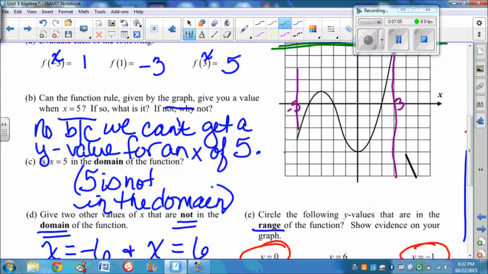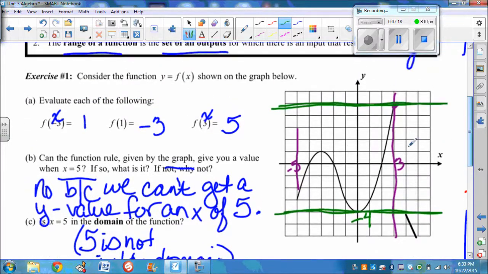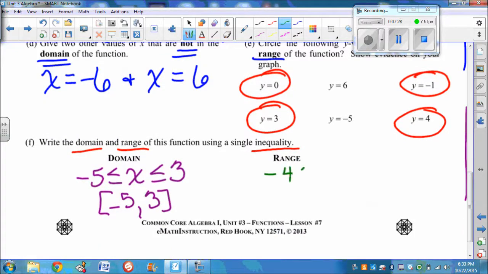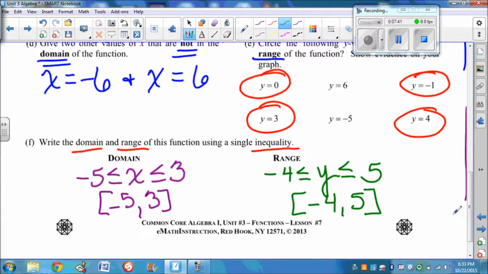The bottom of my graph, or my lowest point, goes to there. So my lowest point, 1, 2, 3, is -4. And my highest point, 1, 2, 3, 4, 5. So we're talking the range, the up and the down. My range is going to be -4 is less than or equal to y, which is less than or equal to 5. And then in interval notation, -4, 5, bracket. Go ahead and flip the page.